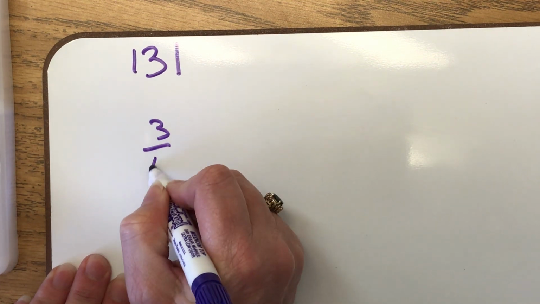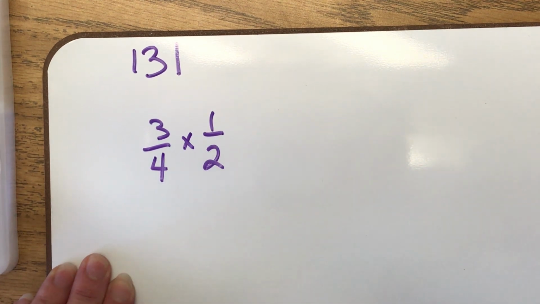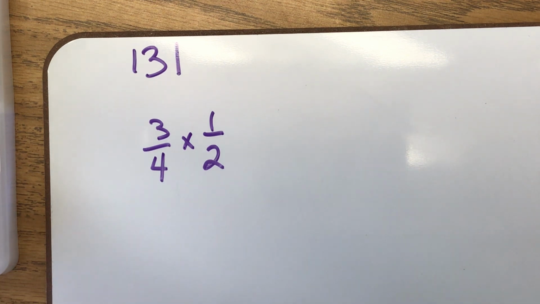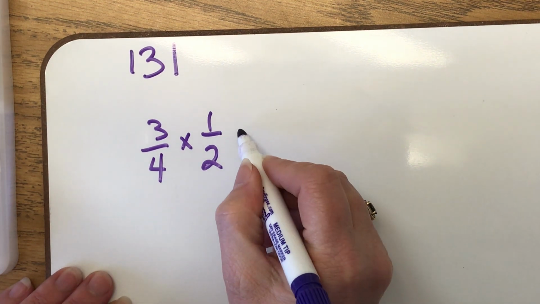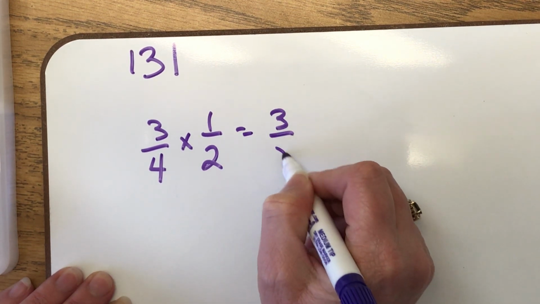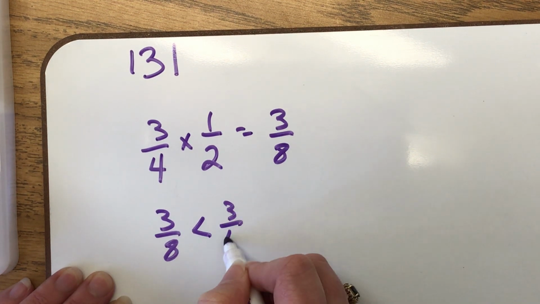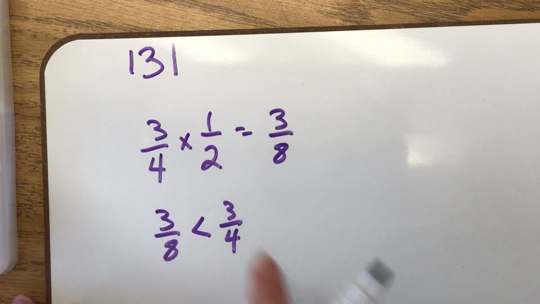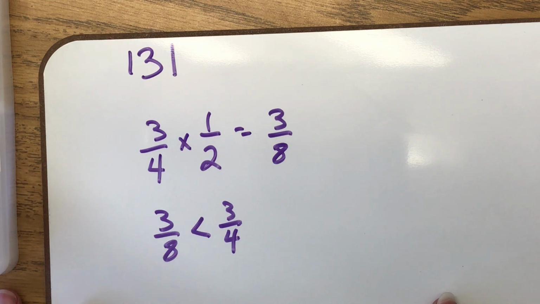We're going to start with the fraction 3/4. We're going to multiply it times 1/2. 3/4 times 1/2. And we want to know if the product is going to be greater than 3/4, less than 3/4, or equal to 3/4. I'm multiplying it by 1/2, which is less than 1. So when I multiply 3/4 times 1/2, I get 3/8. And 3/8 is less than 3/4. So when I multiply a fraction by a fraction less than 1, I get a fraction that is less than what I started with.